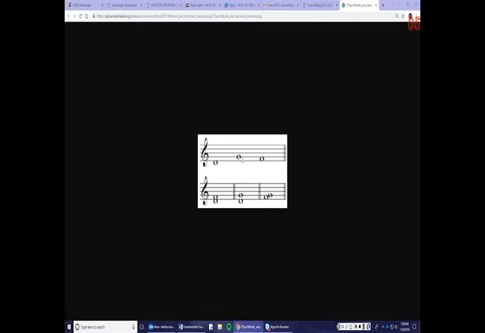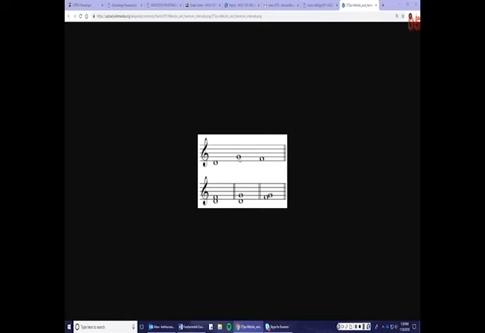I can do the same thing here. I could figure out the interval between G and F. Now here this interval is going down, but that's fine because we're still talking about the space between those 2 notes. So it doesn't matter what direction they're going, it only matters how much space is between them. Direction is something else that we're not really concerned about when we're talking about intervals.